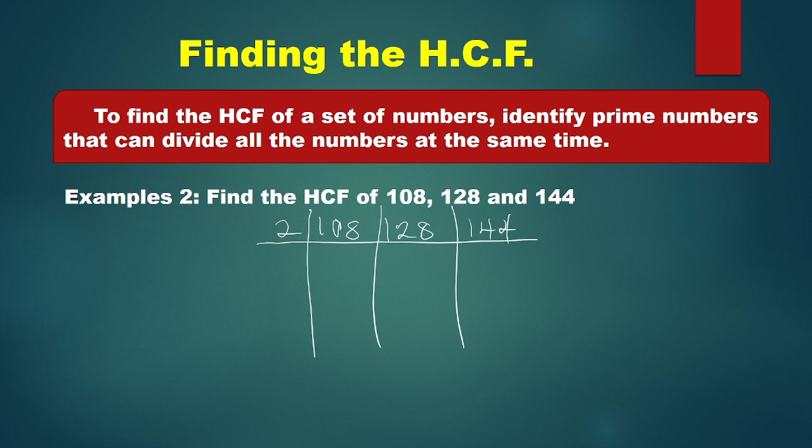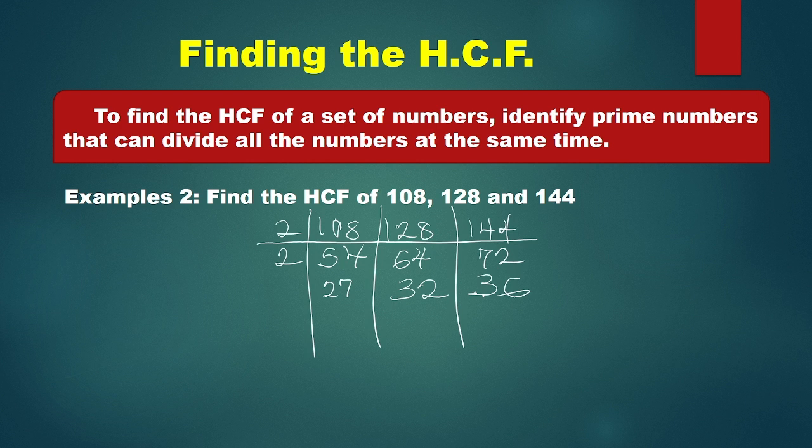108 divided by 2, that's 54. 128 divided by 2, that's 64. 144 divided by 2, that's 72. 2 can still divide all the numbers at the same time. 54 divided by 2, that's simply 27. 64 divided by 2, that's 32. 72 divided by 2, that's 36.